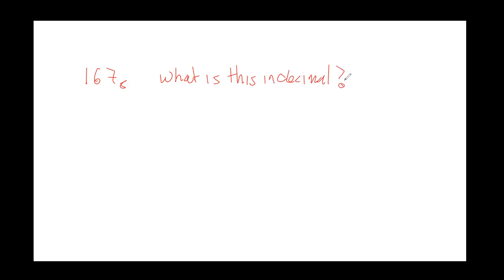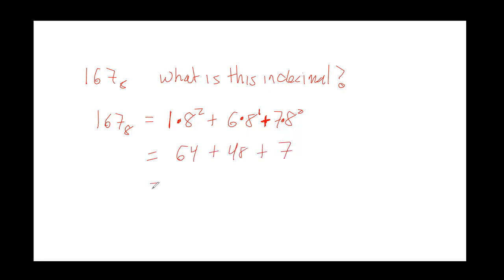Again, we need only expand this out. 167 base 8 is equal to 1 times 8 to the 2 plus 6 times 8 to the 1 plus 7 times 8 to the 0. This is 64 plus 48 plus 7. It's 119. These are all base 10.